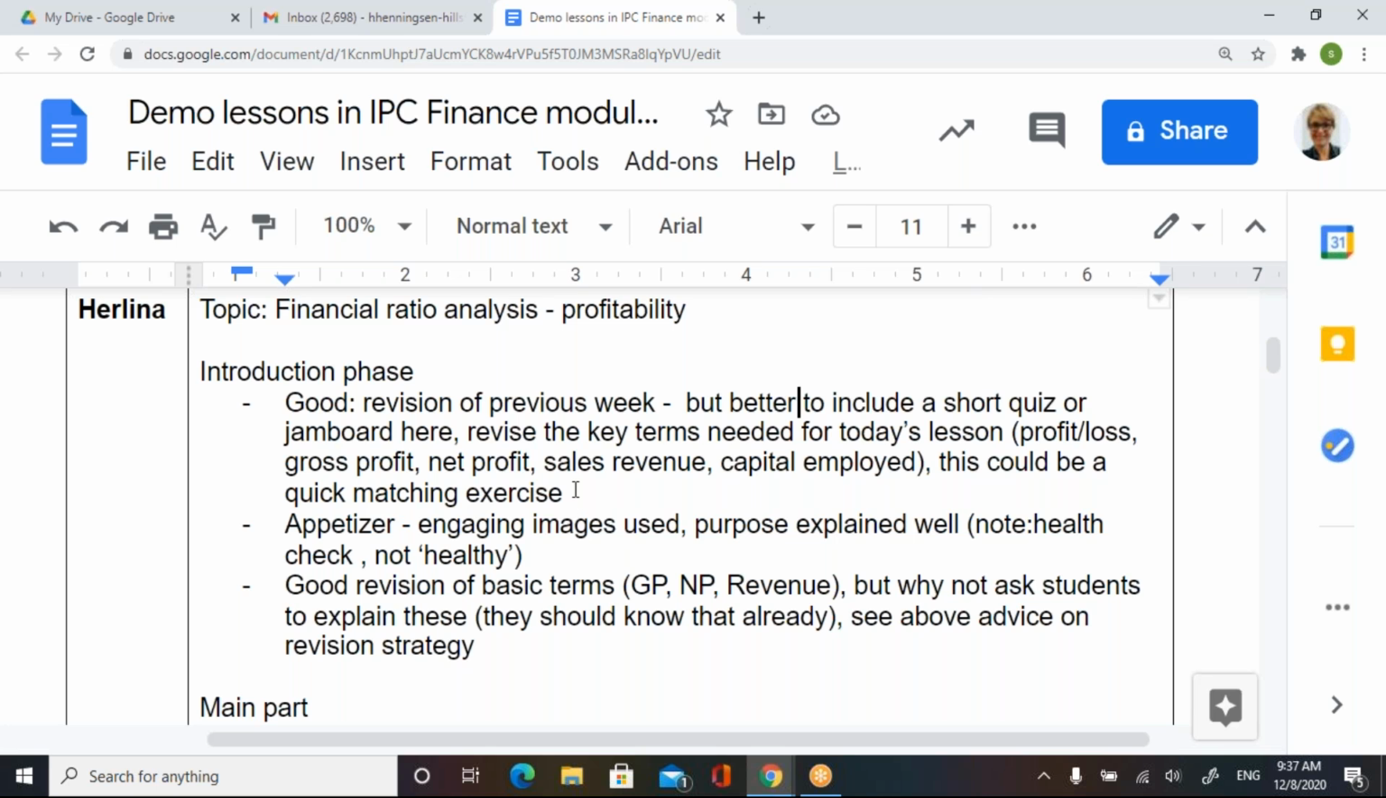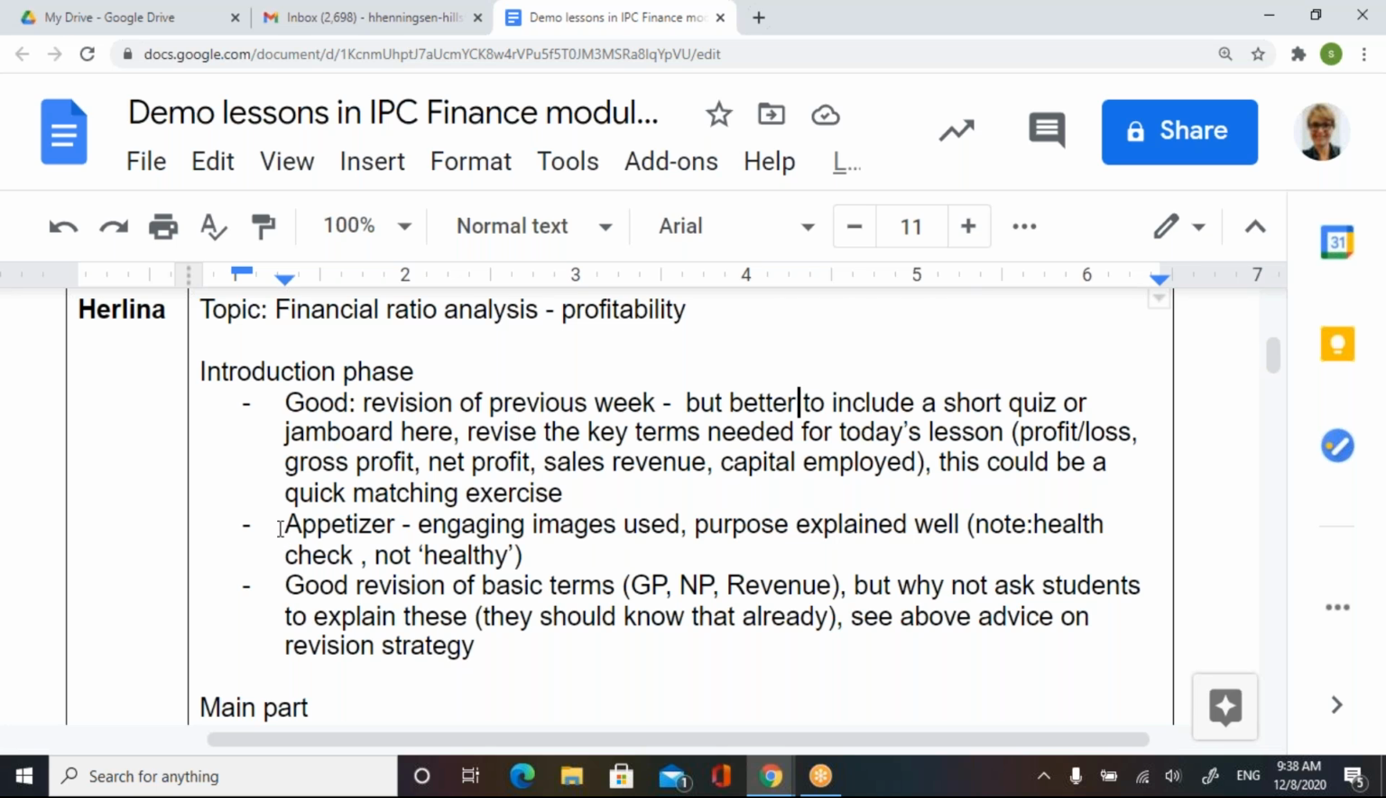I personally would probably favor something like a Jamboard or a matching exercise to the Kahoot, because then you can create a screen and go back to it every time in the lesson, and it will show the key terms. So if there's ever a bit of doubt, or the students have forgotten them at any point of the lesson, you can go back to that little summary that you've created at the beginning.